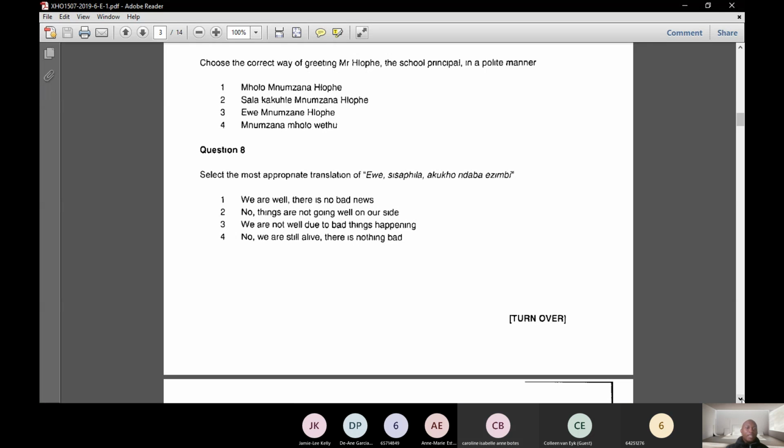Before I take your answer, why is it tricky? Well, because the translations are very close. Like there is no bad news. We are not well, but we are well, but due to bad things happening. It's so close together that you have to really know what it is to get it right. Let's put it that way. I agree. It's either 1 or 3.